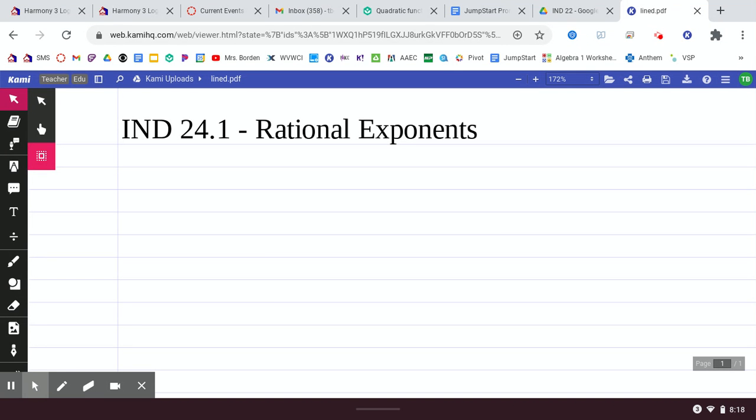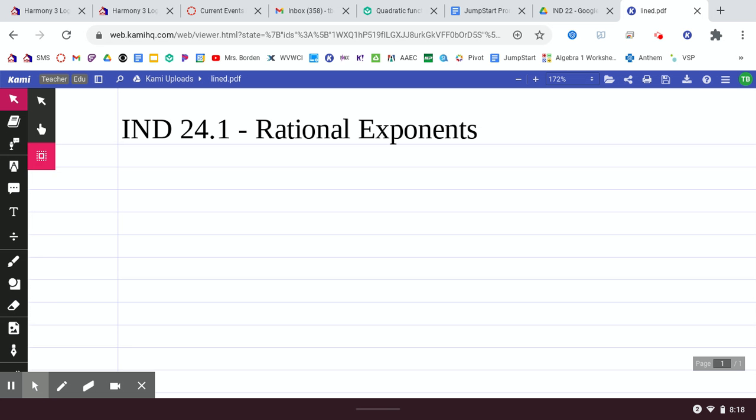Okay, indicator 24, the name of it is rational exponent. So the first thing I want to do is define what a rational exponent is. Does anybody remember what a rational number is? Anybody? It's any number that can be expressed as a fraction. Okay, so rational just means a fraction. And an exponent, you know where an exponent goes, right?